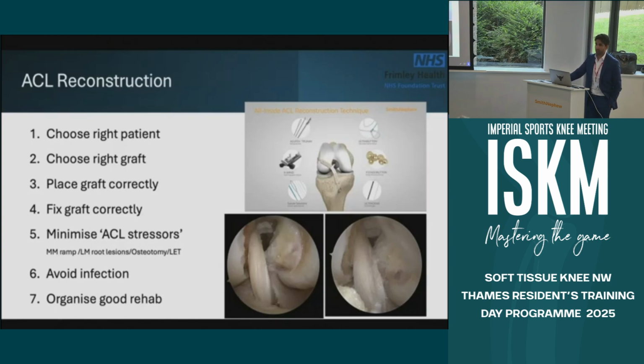And then, more commonly, you've got to minimize those ACL stressors. So we know that ramp lesions, root repairs, osteotomies, or LETs are things that have changed the way we treat ACL injuries. As I said earlier, it used to be a 20-minute operation. We're now looking for other things to help. When someone comes for a revision ACL, we think about what has caused that ACL to fail. Most of the time it's because the surgery was done badly, but they could have other things going on. They had a missed ramp lesion, they may have had a root lesion, they may have had a massive slope or massive varus, a missed PLC injury. You must avoid infection because an infected ACL is a disaster.